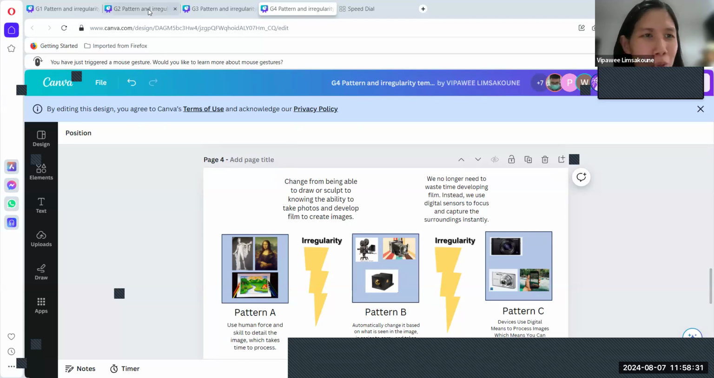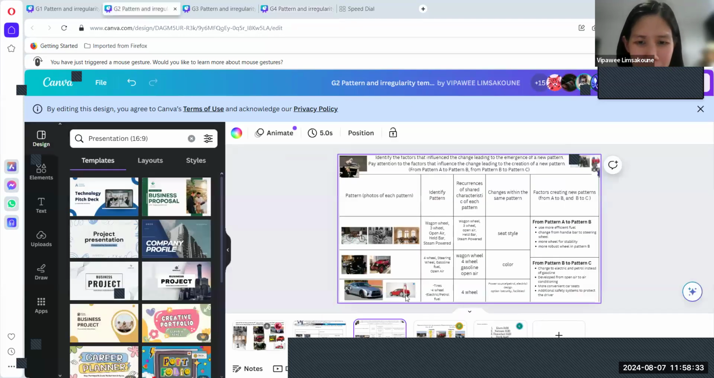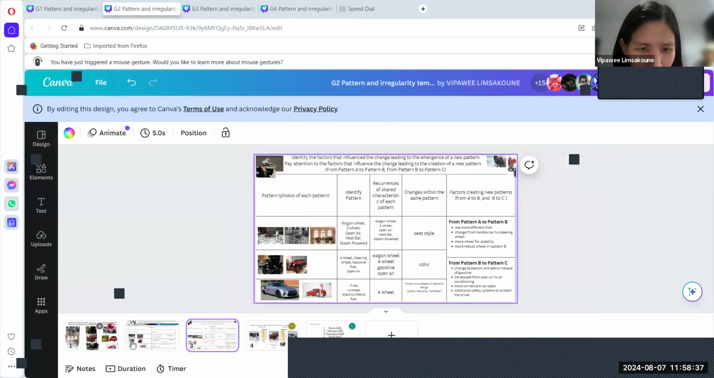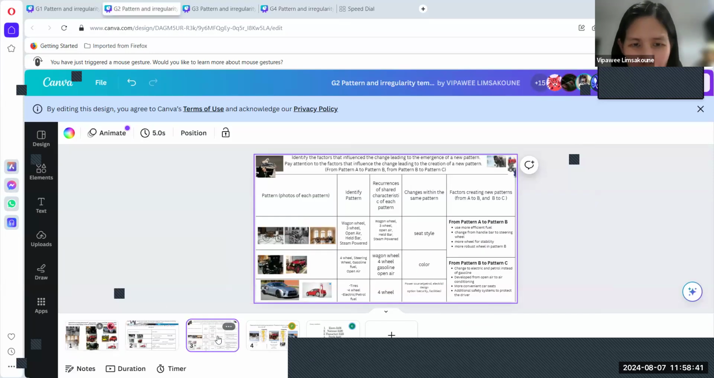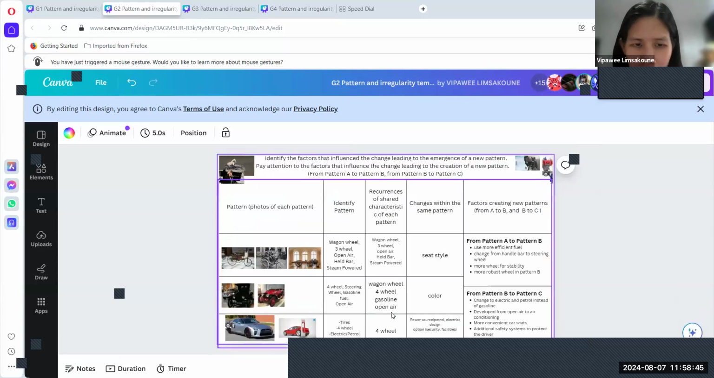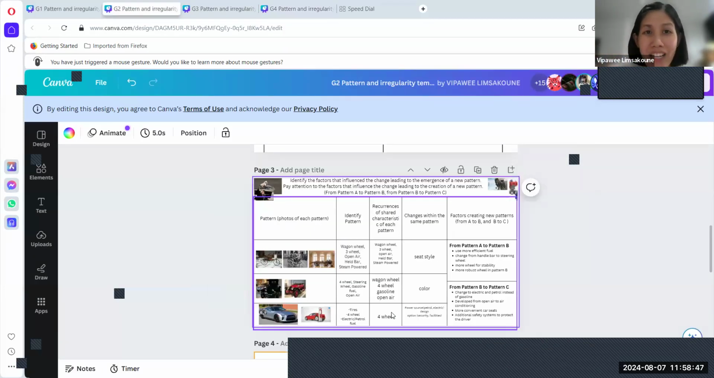The last group is going to be group 2. Let me introduce a little bit here. They select automobile, okay, land transportation. They focus on something that we can ride on, right?